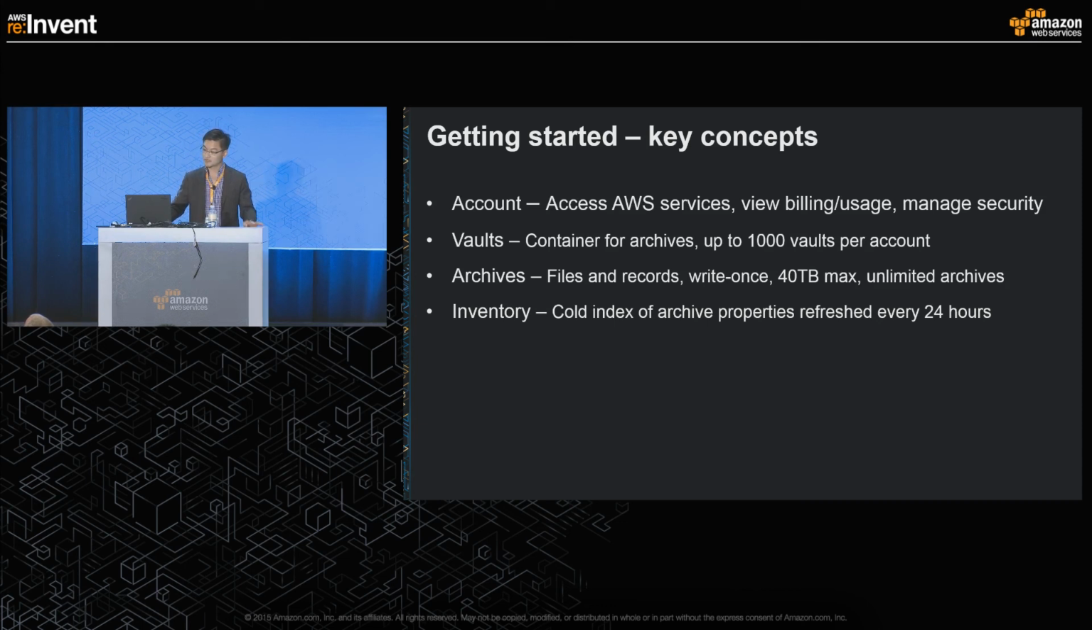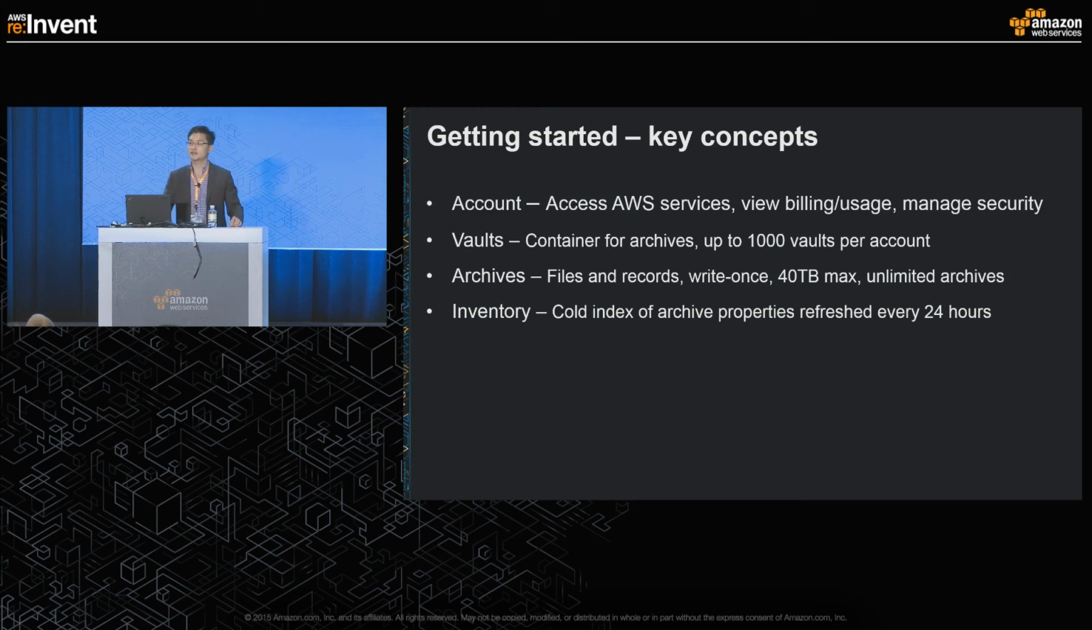A couple of things to remember. First of all, an archive is a collection of bytes, really. You can store a single file as an archive. You can store a picture. You can store a movie. But you can also bunch together a set of logs, zip them together, and store that as a single archive. Lots of options there. There's a 40 terabyte max size per archive, and you can store any number of archives. The other thing to mention is Glacier archives are write once. This is more relevant for the folks in the room who have to deal with compliance workloads. The immutable nature of Glacier is very beneficial to a lot of customers who use us to store compliance information.